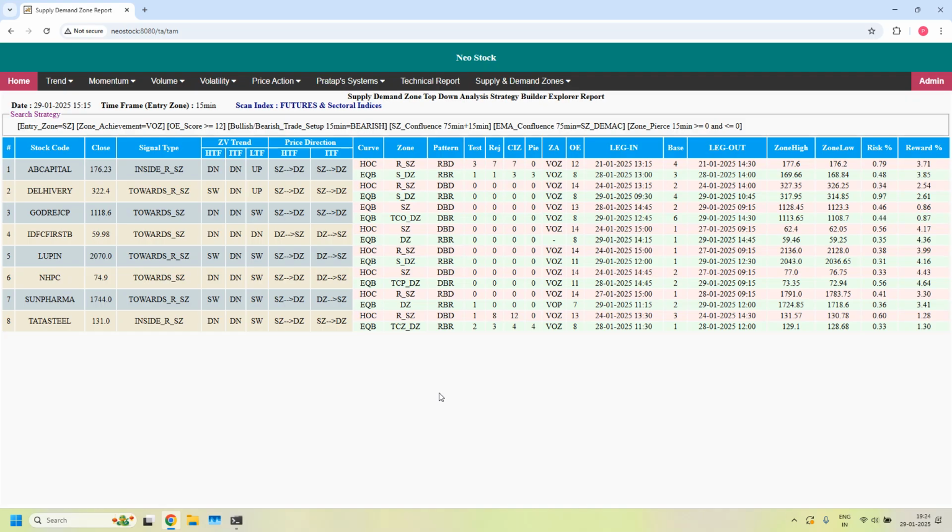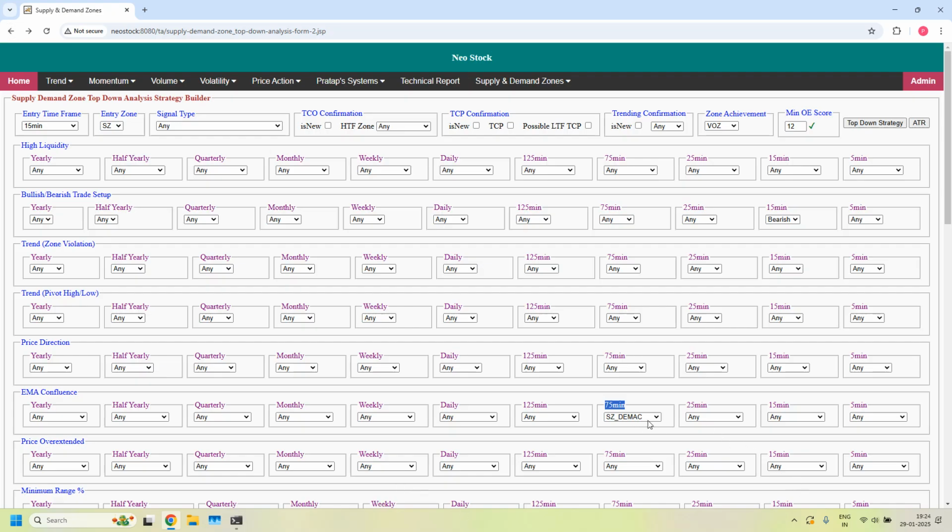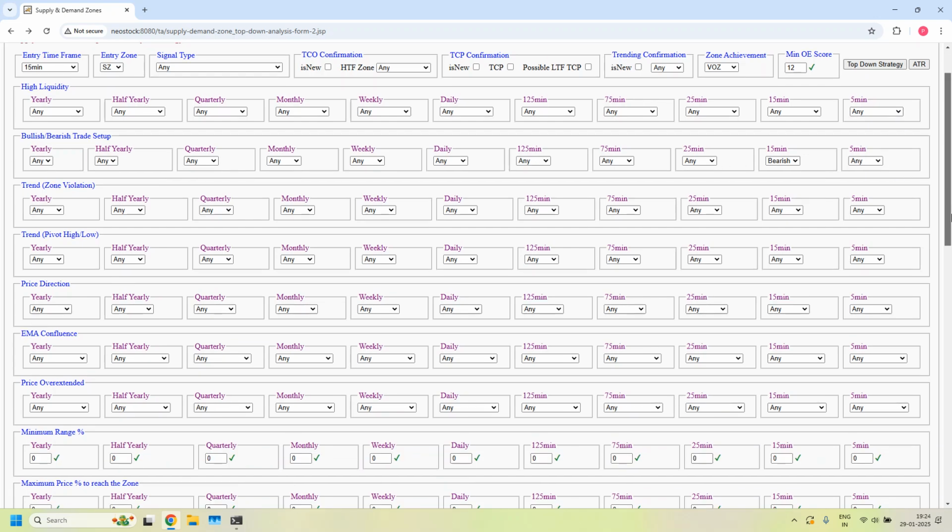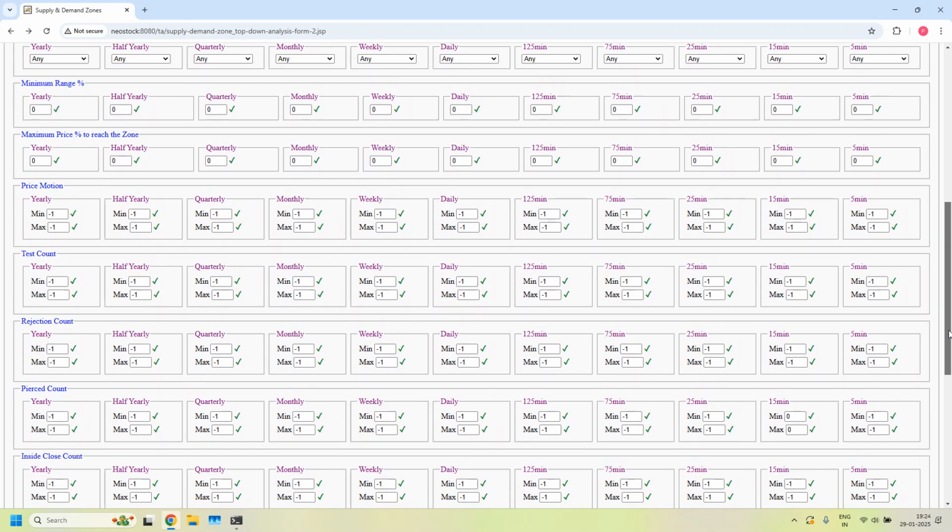Next, let us look for LTF, ITF and HTF specific supported stocks. That is 15-minute, 75-minute and daily supply zone confluence. So I have to remove this EMA filter because it is ITF specific. Now we should focus on HTF specific. So in the supply zone confluence, we have to set 3 filters.